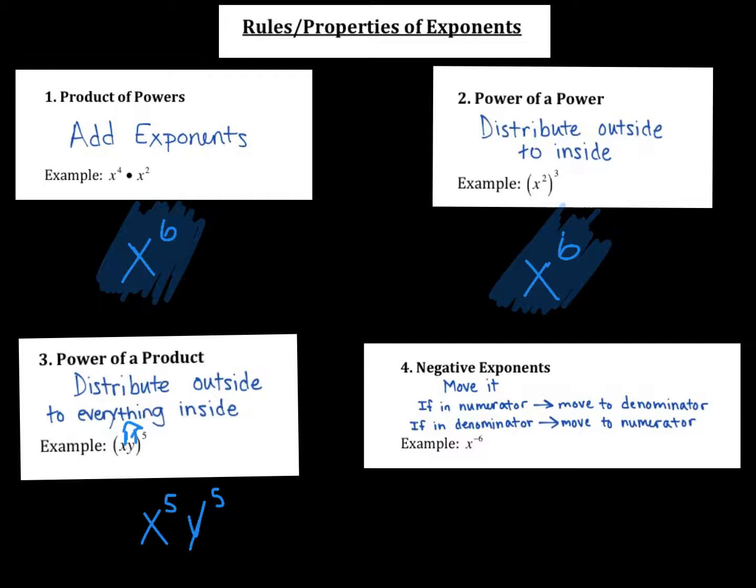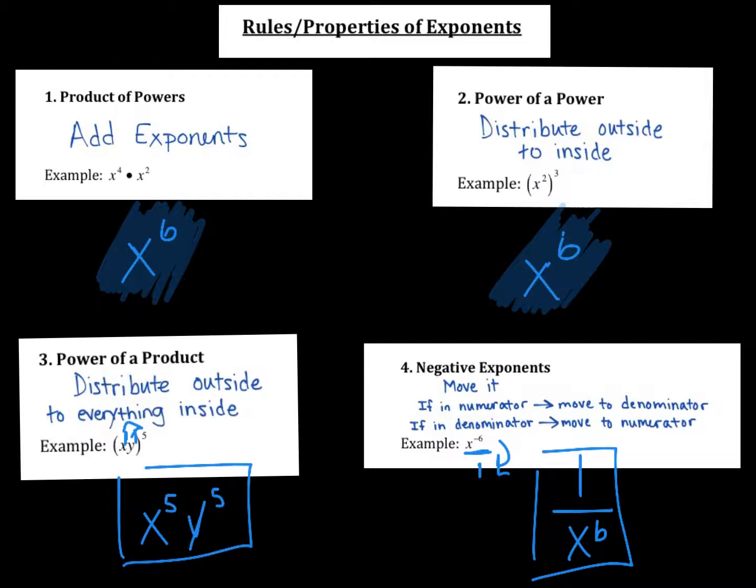If it's not in a fraction, so our example is x to the negative 6th, this is really over 1. So we need to move that x to the negative 6th to the bottom of a fraction so that it becomes positive. And it still has to be a fraction, so we're just going to put 1 over that. So if it's negative, you just simply move it, and that makes it positive. It's really the inverse.